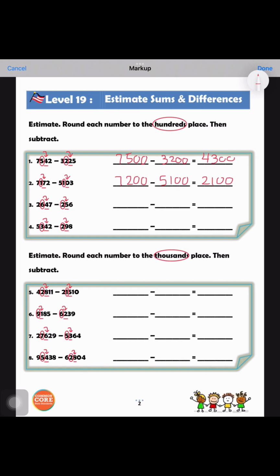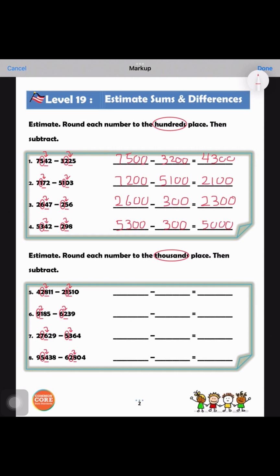Question 3. 2,647 minus 256. So it becomes 2,600 minus 300. The answer is 2,300. Question 4. 5,300 minus 300. And the answer is 5,000.